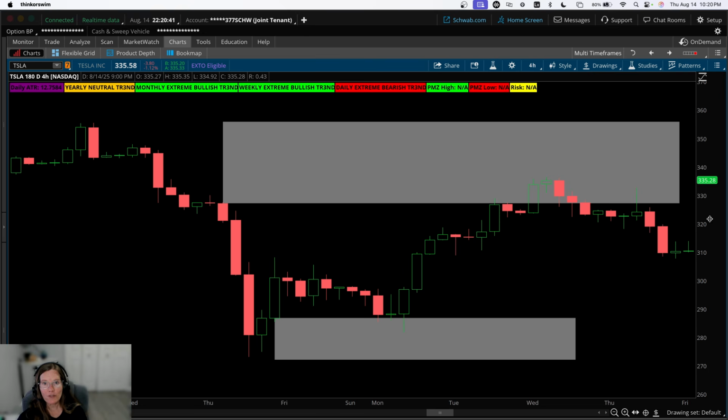So if you're struggling with entries or targets, I encourage you to add the inside candlestick pattern to your trade plans and see the difference that it will make in your trading.